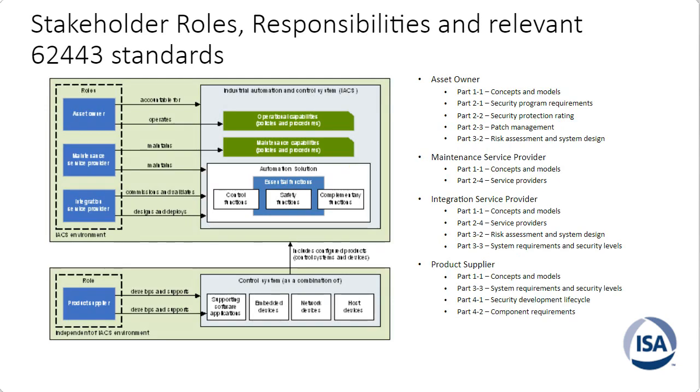This is just a different way of looking at the same thing. There's a little bit of an eye chart on the side, but this enumerates each of the standards that each of these stakeholder groups would actually use. Asset owner, there's 4 or 5 standards for them. Maintenance service provider, integration service provider. So this just makes it easy to see.